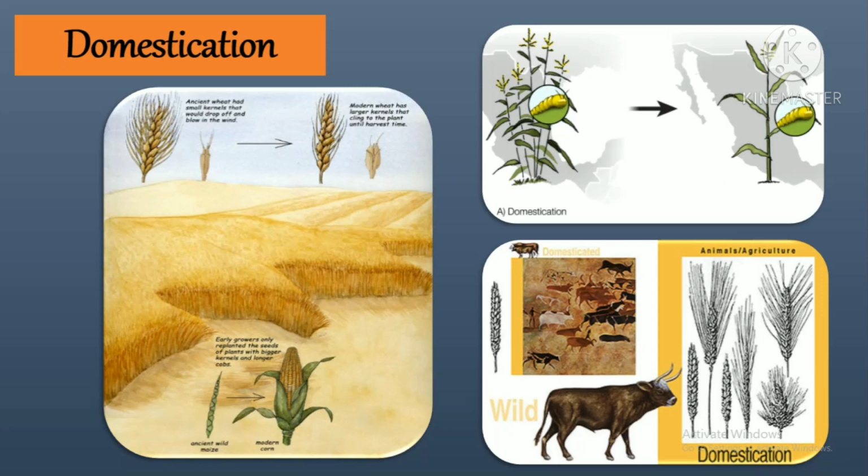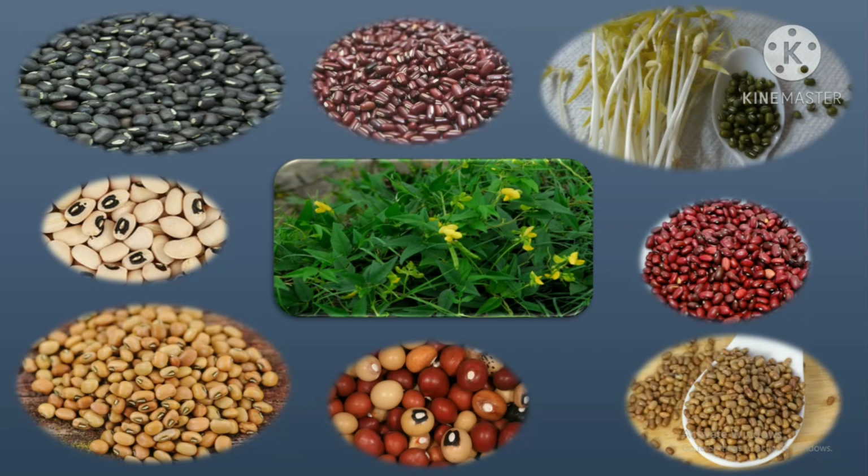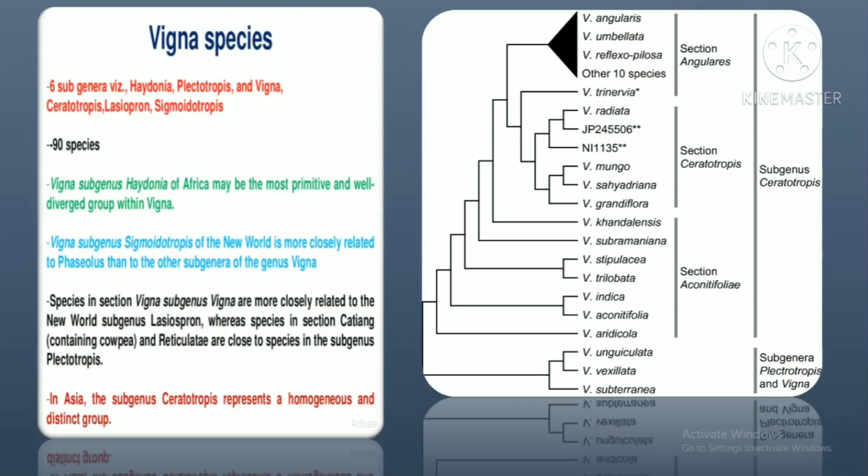Coming to the taxonomy, the kingdom is Angiosperms, the order is Fabales, the family is known as Fabaceae, and the subfamily is called Faboideae, and the genus is Vigna. Vigna is a large genus which consists of around 100 species across the world. Among those 100 species, only 9 species are domesticated.